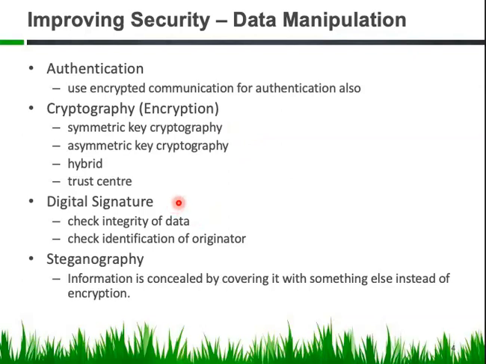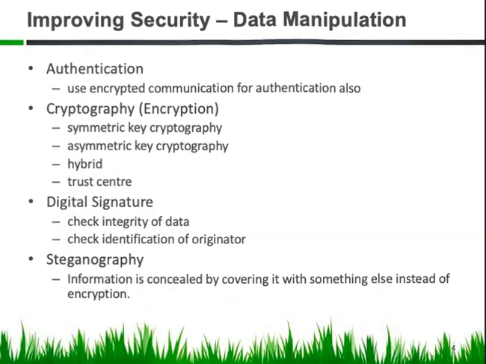Another one is digital signature. It is used to check the integrity of data and also check the identification of the originator. And finally, steganography. It means the information is concealed by covering it with something else instead of encryption. Okay, so only these two we are going to look into in detail.